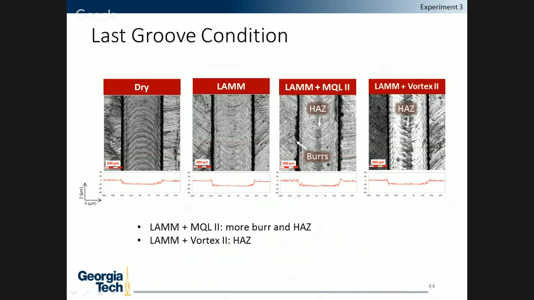But that is something we've hypothesized, but it is strongly suggested by the literature that that's very possible because oil is known to have more absorptivity than metals. And LAM plus Vortex 2 also was seen to have a heat affected zone, and we believe that's because with vortex cooling, it thermally contracted the workpiece away from the cutting edge, and because of that, more of the thermally softened material was left behind, and that led to this heat affected zone.